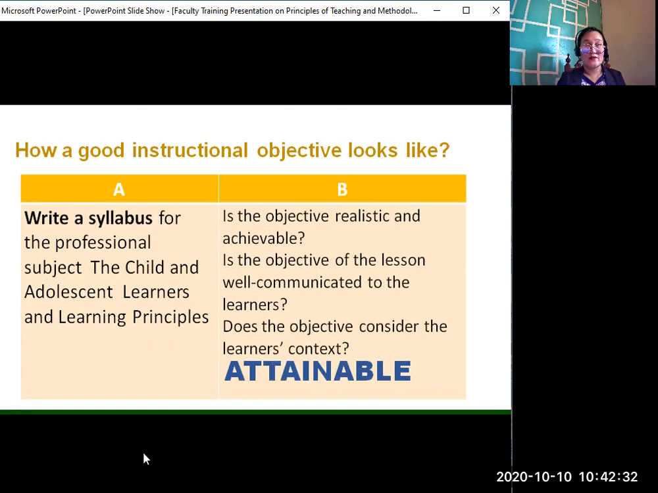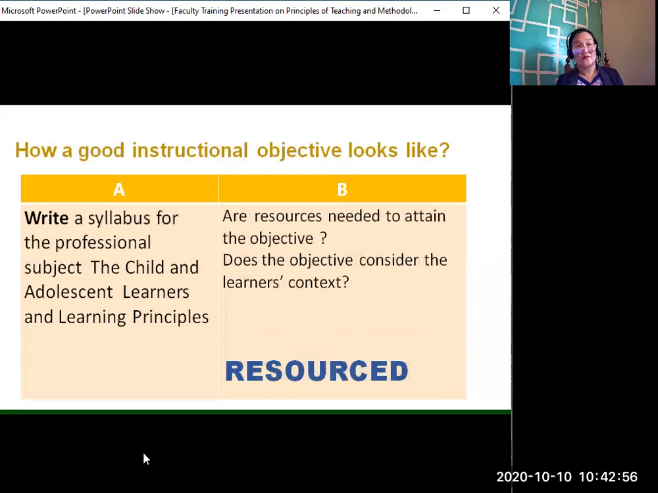Now look at the sample objective. Is the objective realistic and achievable for the students? Is the objective of the lesson well communicated to the learners? Does the objective consider the learner's context? If your answer to all these questions is yes, then your objective has the characteristic of being attainable. If the question is, are the resources needed to attain the objective available, or does the objective as well consider the learner's context? That will make your instructional objective resourced.